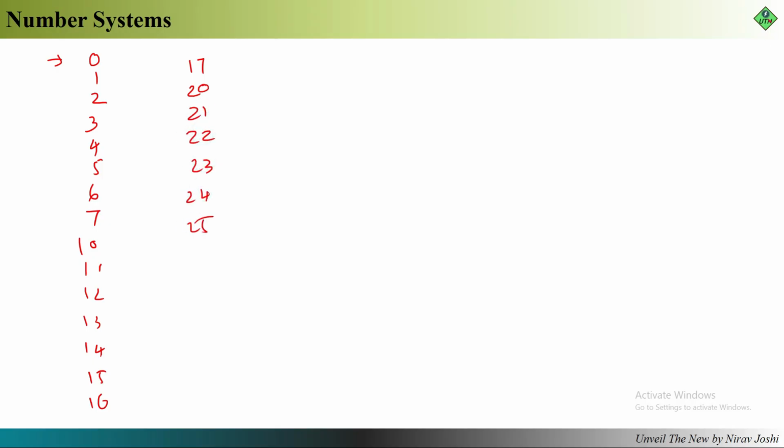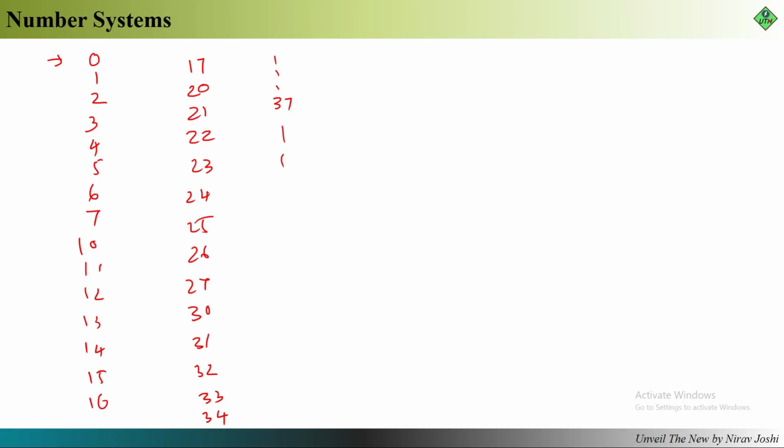I hope you can get everything. 25, 26, 27, then 30, 31, 32, 33, 34, right? Like this till 37 and go on. So now I hope there is no difficulty in understanding how your octal number system works. Okay, so this was the basics of the octal number system.